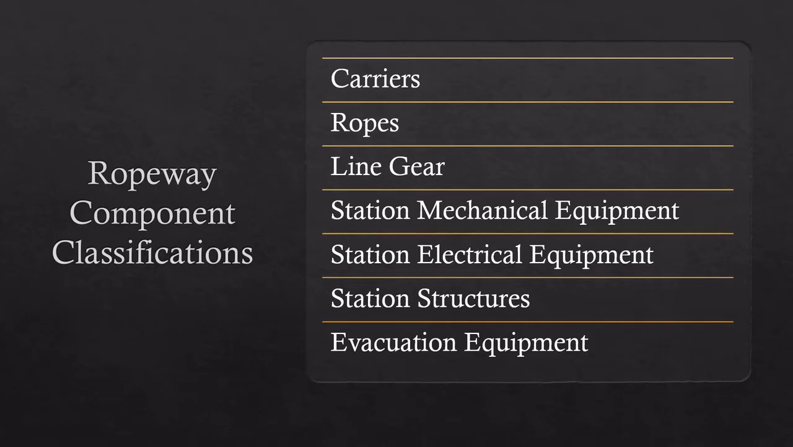Dr. Yosef Nejes has created a grouping system for ropeway components that will be used today. The 7 groups used are carriers, ropes, line gear, station mechanical equipment, station electrical equipment, station structures, and evacuation equipment. We'll go through each of these component groups today using examples, diagrams, and plenty of images to explain what is going on. Most of the images used are my own personal images.